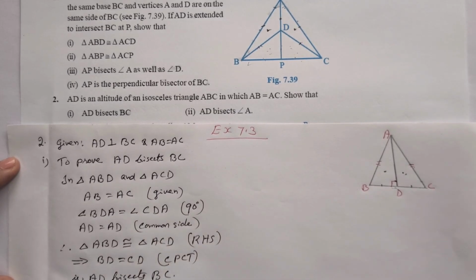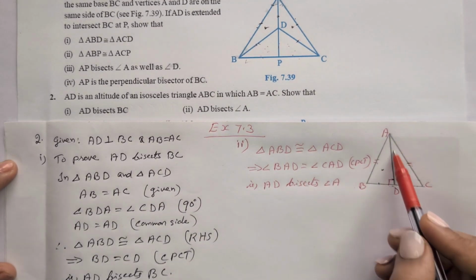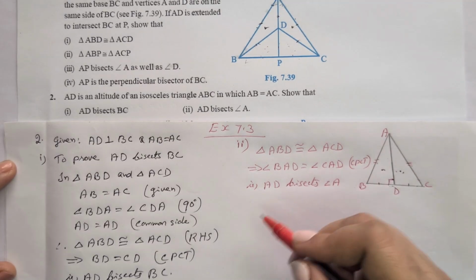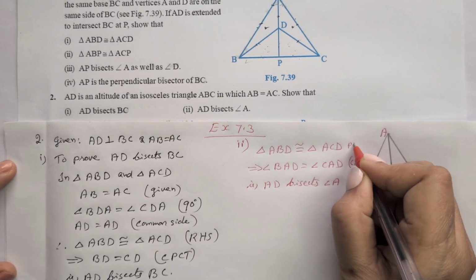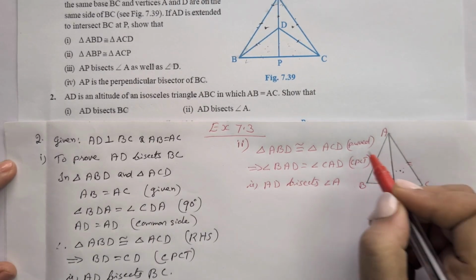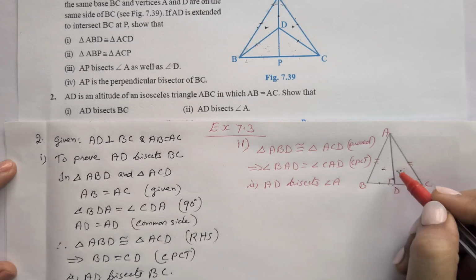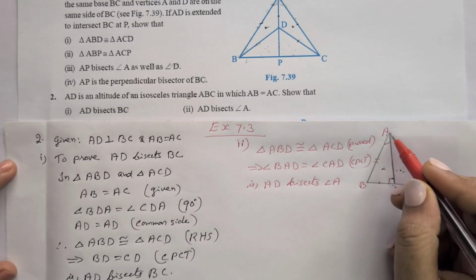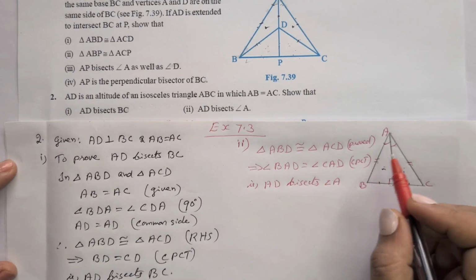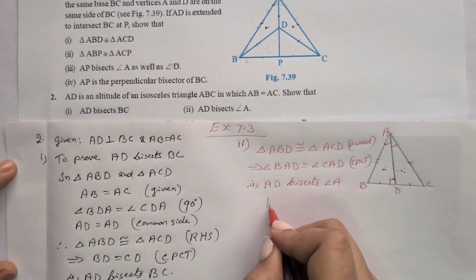Now the second part, AD bisects angle A. If these two triangles are congruent, we already proved that in part one. So we are writing once more: these two triangles are congruent, already proved. From that we can take angle BAD is equal to angle CAD. These two angles are equal by CPCT, which means AD bisects angle A. Hence proved.